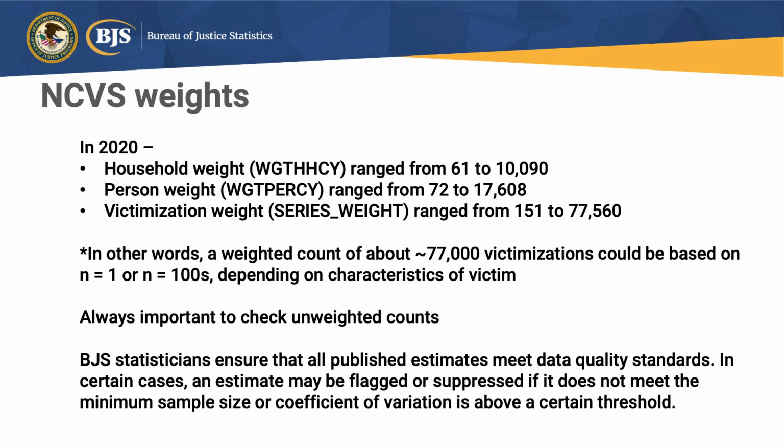So in 2020, the household weights range from 61 to about 10,000. The person weights range from 72 to 17,000. And the series victimization weight ranged from 151 to 77,560. So in other words, a weighted count of about 77,000 victimizations could be based on an N of 1, so one person, or hundreds of people, really depending on the characteristics of the victim in order to make these sample data representative of the U.S. population. So it's always important to check unweighted counts to know if you're dealing with an N of 1, an N of 2, or you have sufficient sample size.